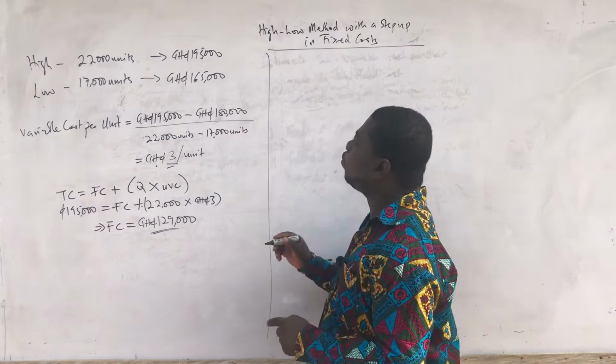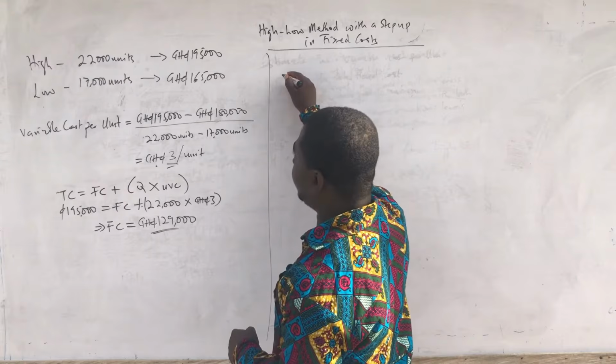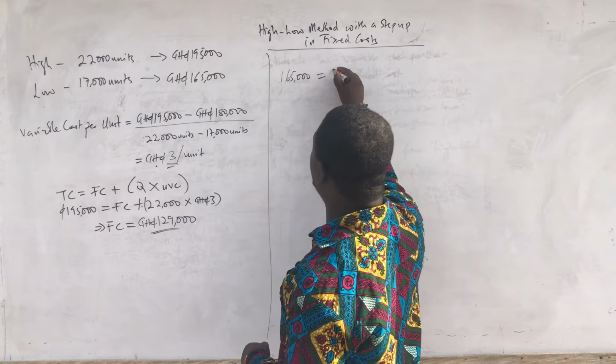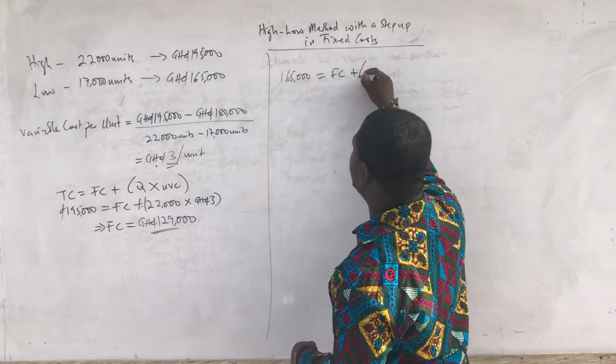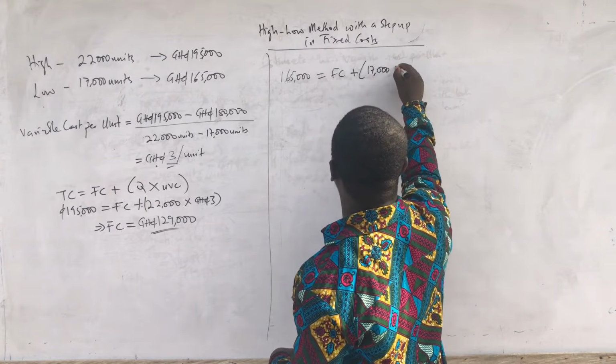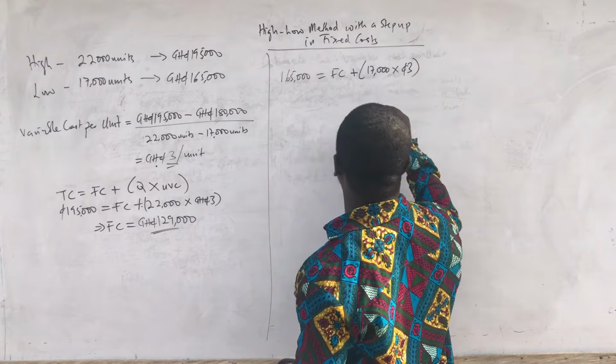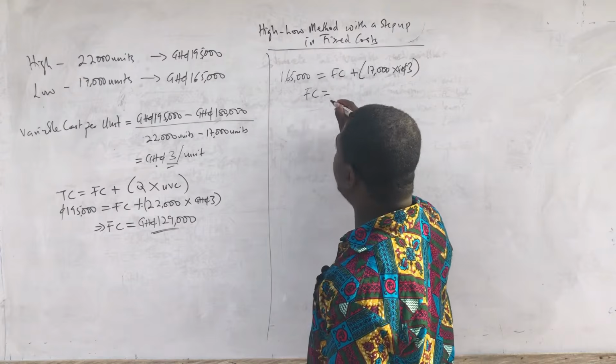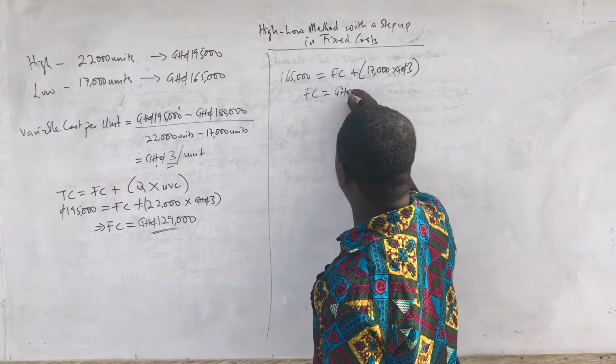At the lower level, total cost is 165,000 and it's equal to the fixed cost plus quantity of 17,000 multiplied by 3 cedis per unit. Okay, and so fixed cost will now be equal to 114,000.